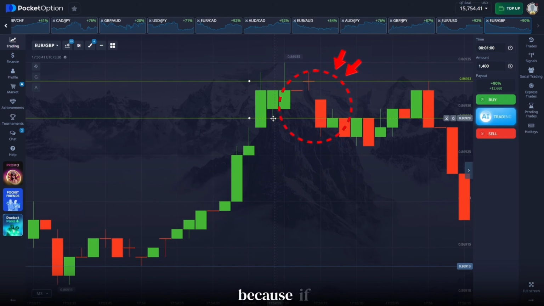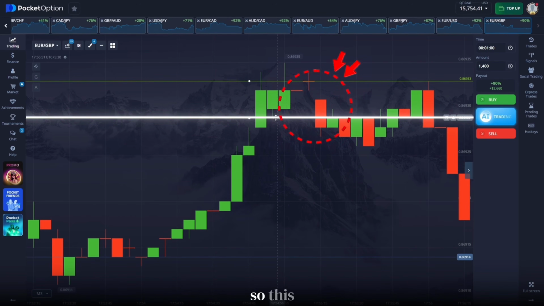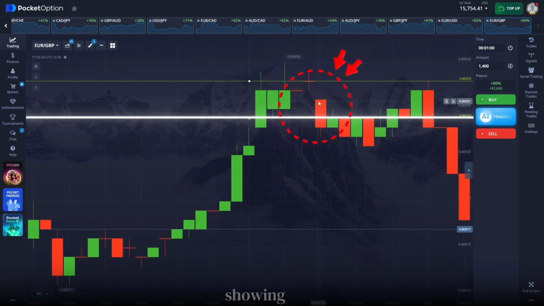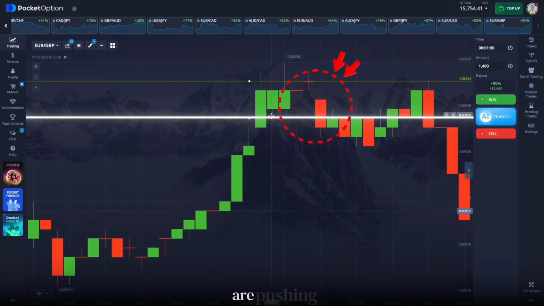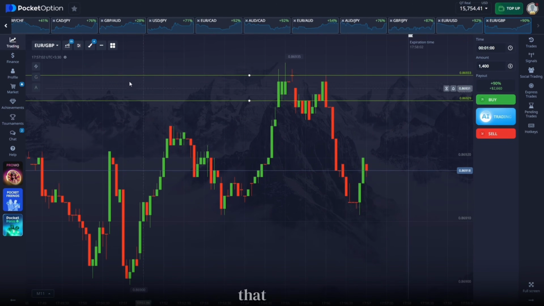Why? Because if you look carefully, this particular level was the recently rejected level where the buyer pushed the price when the price was going down. So this particular level was broken here by this candle. It was showing that sellers are strong and no buyers are pushing here right now. So I placed my trade here, and after that you can see that price is now falling.